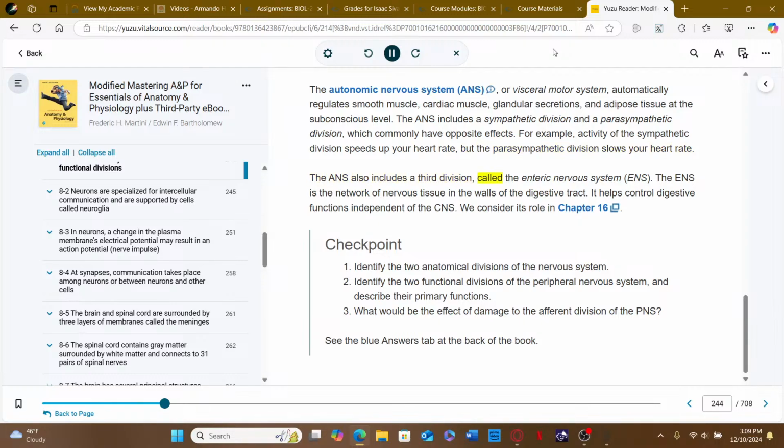The ANS also includes a third division, called the enteric nervous system, ENS. The ENS is the network of nervous tissue in the walls of the digestive tract. It helps control digestive functions independent of the CNS. We consider its role in Chapter 16.